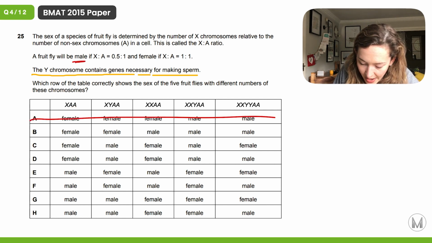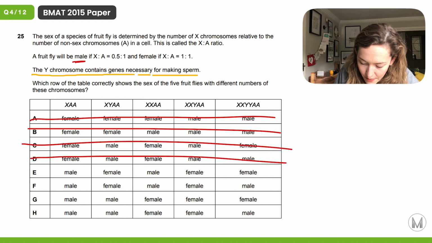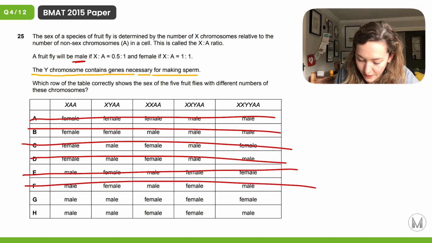So I'm going to get rid of anything that suggests that it might be female. Then I'm looking at my next column. Again, I can see I've got an X to 2 A's, so again, I have got a male. So let's get rid of F and E. On to our next. We've got a 1-to-1 ratio, so we know it's going to be female. Our only two options left are female.